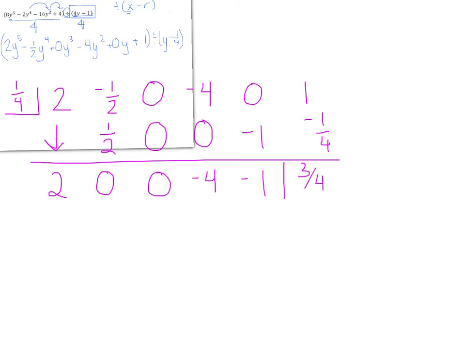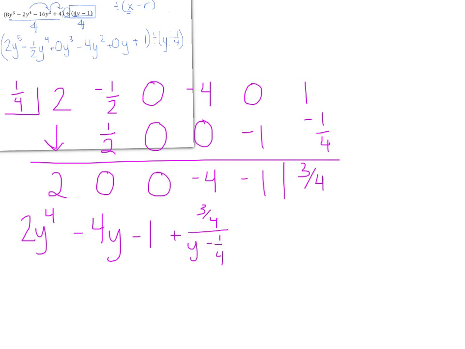Now we can write out our polynomial. Since we started with a y to the 5th power, our first coefficient will have a y to the 4th power. So this will be 2y to the 4th. We do not have a y to the 3rd because there's a 0. We do not have a y squared because there's a 0. So our next one is just minus 4y and then minus 1 plus our remainder of 3/4 over our y minus 1/4.